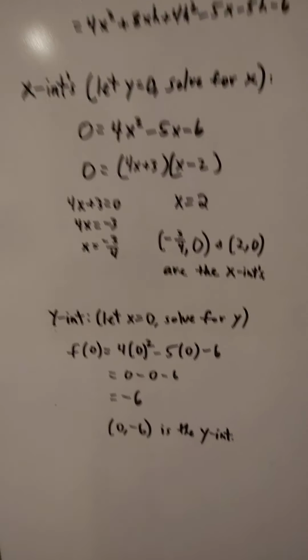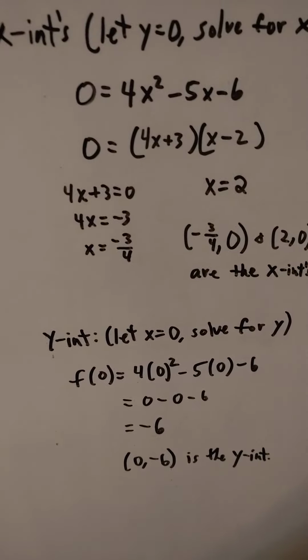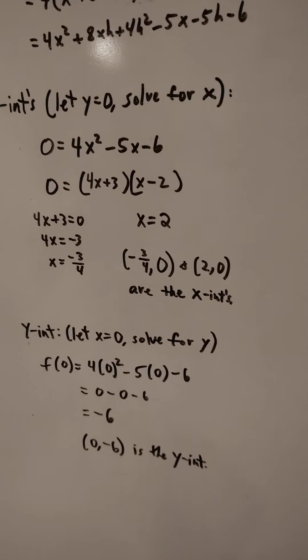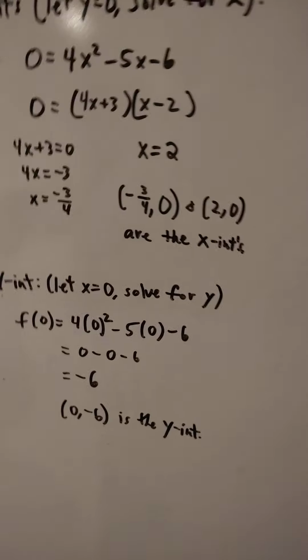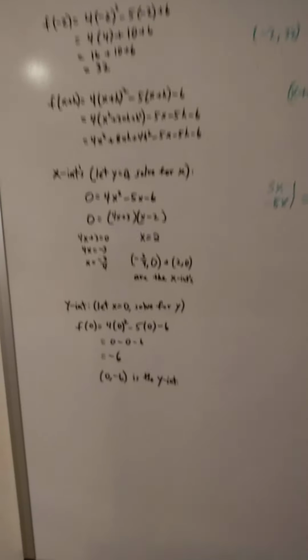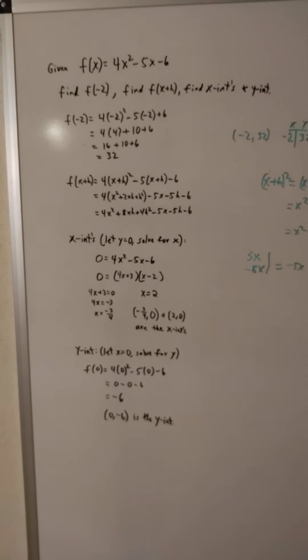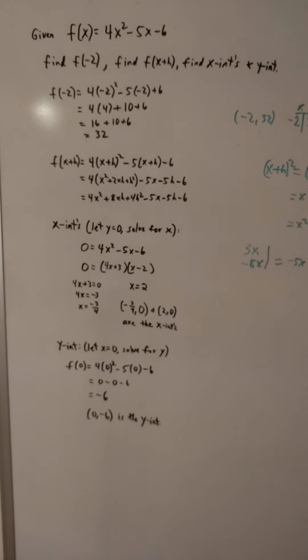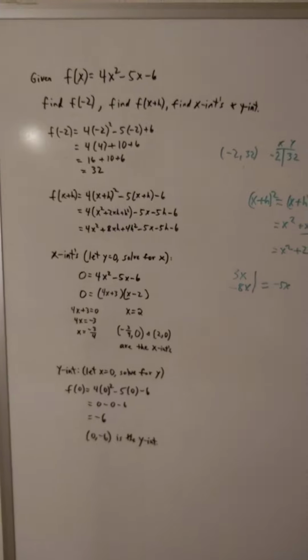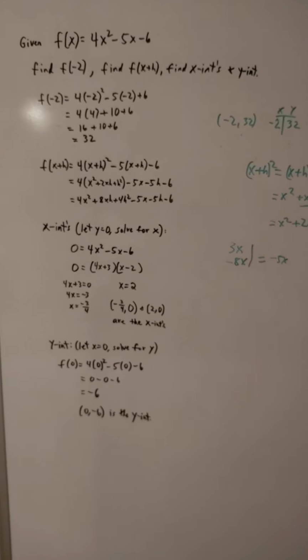Well, we got a lot of key points there. We found some points there. We could probably do a pretty good job of graphing this parabola with only these limited points. Of course, it'd be nice to find the vertex, which comes later on in the course. Anyway, that's a quick review for test number 1.